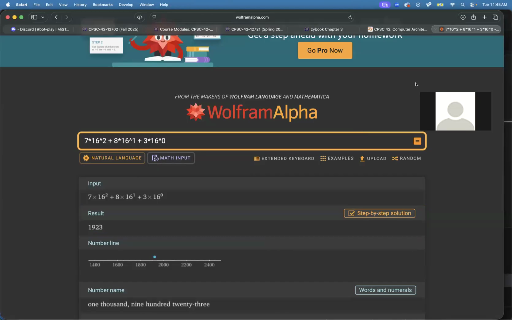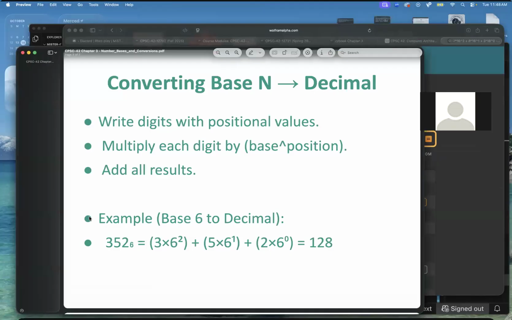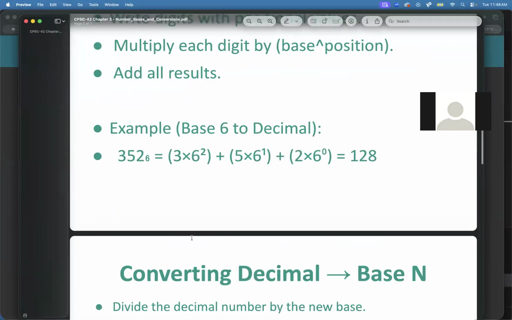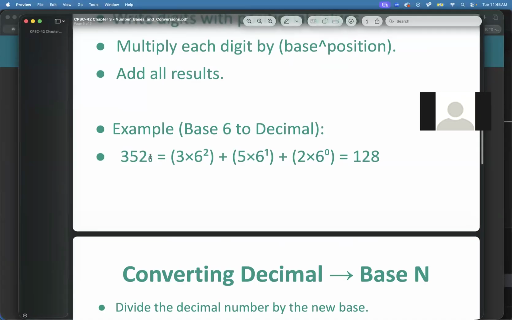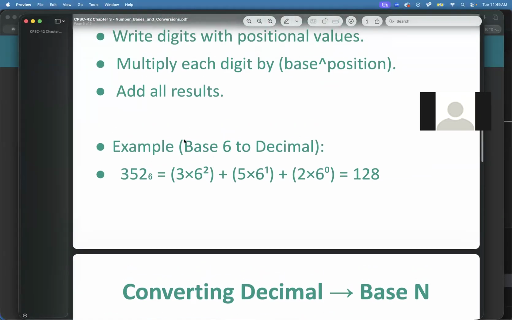So coming back over here, let's find our slides. This is just another example of that. So this one was base 6 to decimal. So we had 352 base 6. Notice that they listed it as a subscript here. We could have done that, except that I was typing in VS Code, so I don't have subscripts available, right? So that's why I just wrote base 16 in parentheses, which is what people do. But this is base 6.